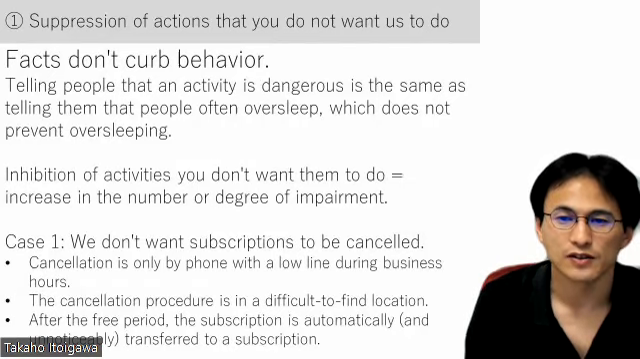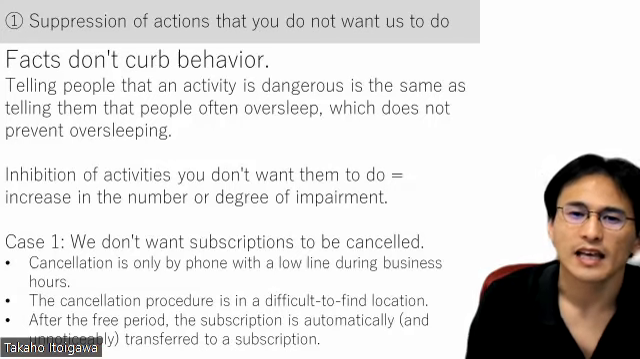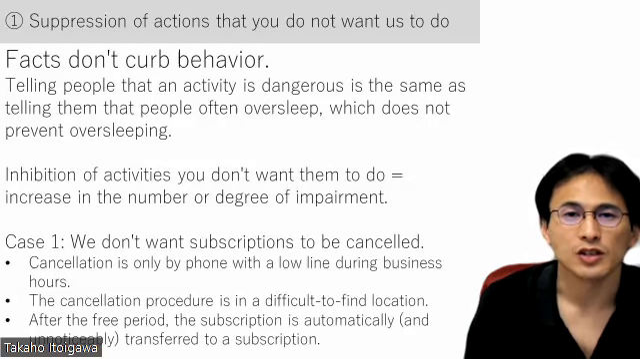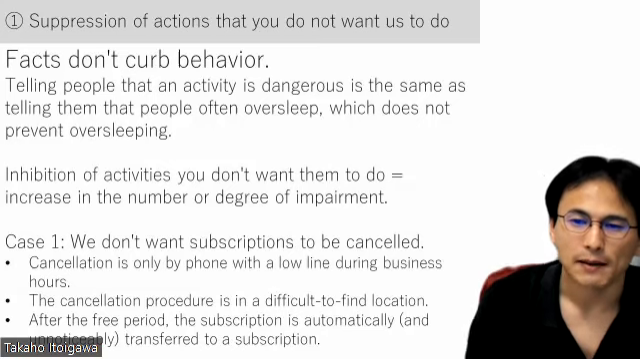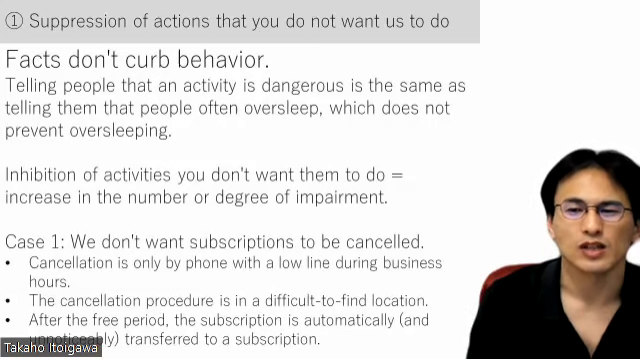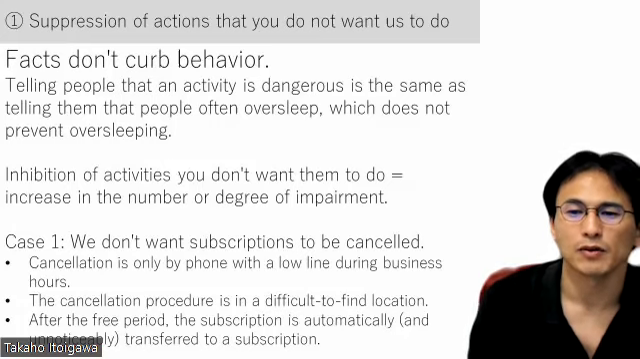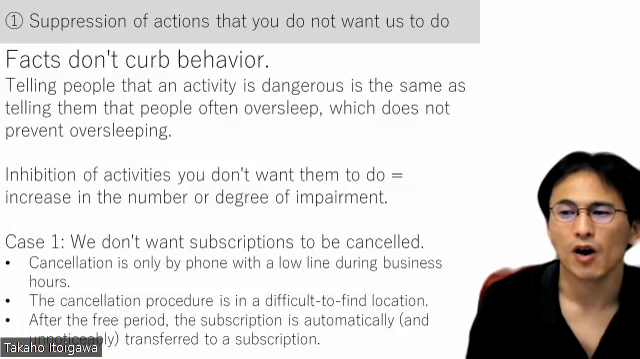Let me introduce the first perspective, the suppression of an action that you do not want to be done. I think it is easier to prevent the occurrence of an action that is being performed than to generate a new action, because it is easier in that direction. But the fact is that it is not so easy to stop an action. Telling people that a certain activity is dangerous is like telling them that people often oversleep and that you cannot stop them from oversleeping.